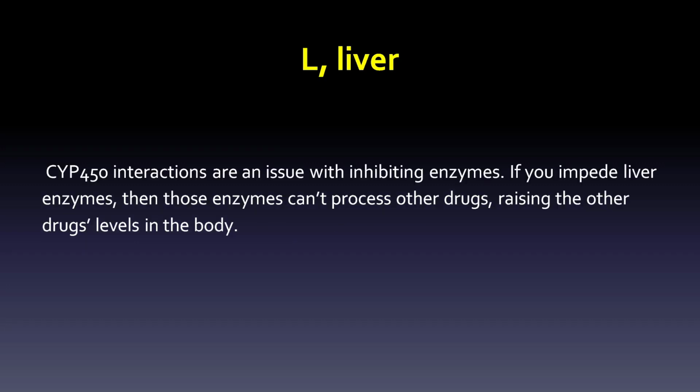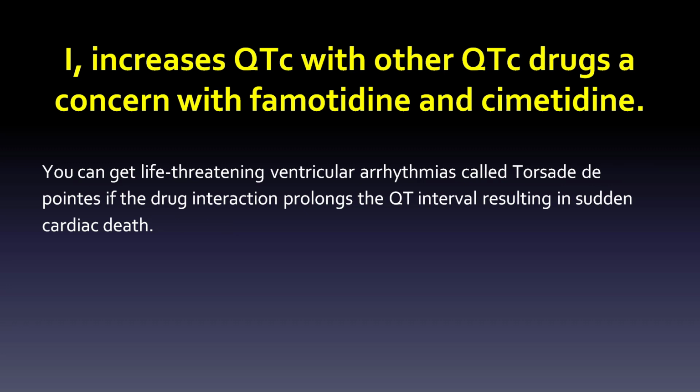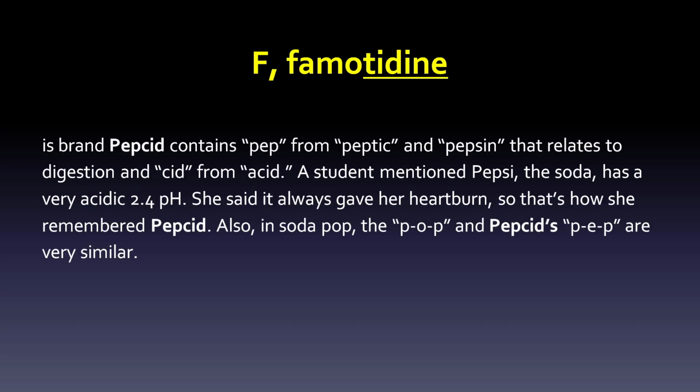L. Liver. CYP450 interactions are an issue with inhibiting enzymes. If you impede liver enzymes, then those enzymes can't process other drugs, raising the other drugs' levels in the body. I. Increases QTC with other QTC drugs, a concern with famotidine and cimetidine. You can get life-threatening ventricular arrhythmias called torsades de pointes if the drug interaction prolongs the QT interval, resulting in sudden cardiac death.